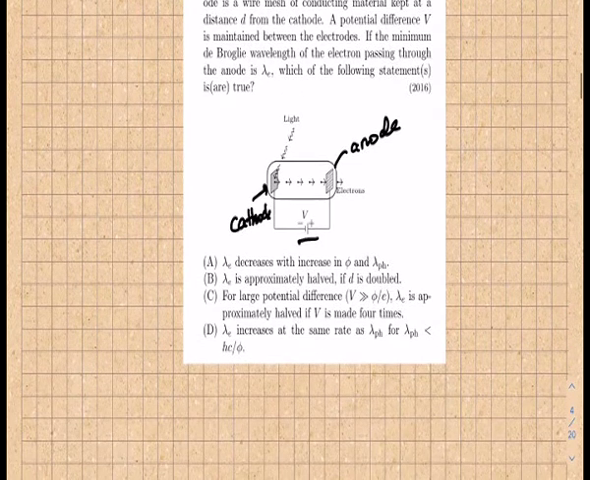The options are: lambda e, that is the de Broglie wavelength of the electron, decreases with increase in phi, the work function of the cathode. And lambda ph, the incident wavelength of the photon, is approximately half if d is double, where d is the distance between the cathode and the anode. For large potential difference, lambda e, the de Broglie wavelength of the electron, is approximately halved if V is made 4 times. And the fourth option is lambda e decreases at the same rate as lambda ph for lambda ph less than hc by phi. Okay, let us do this problem.